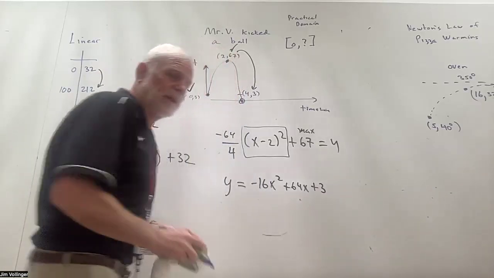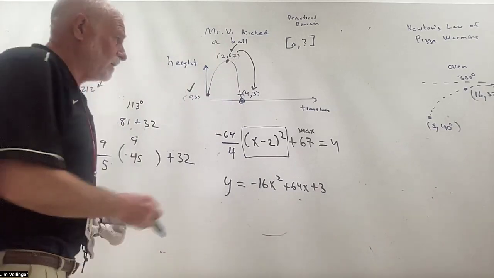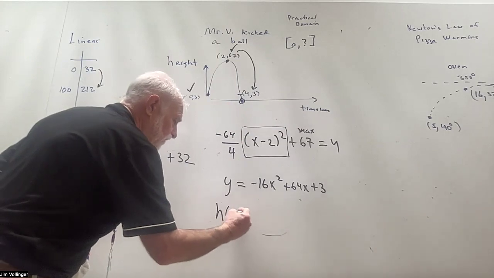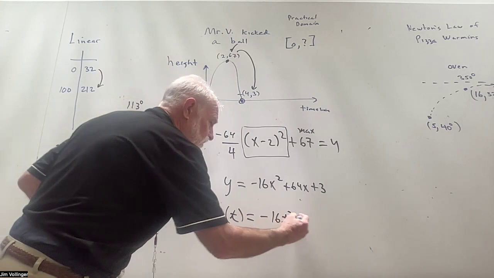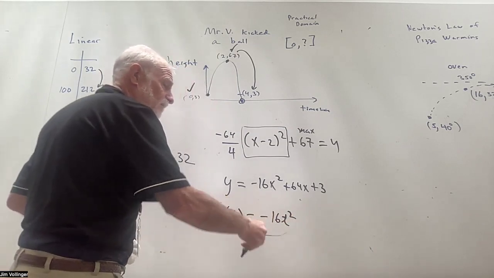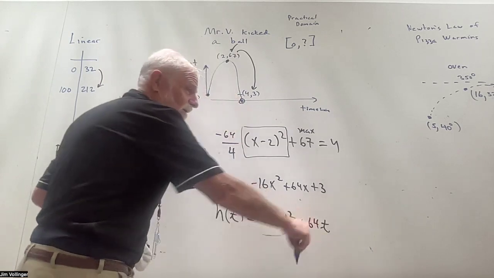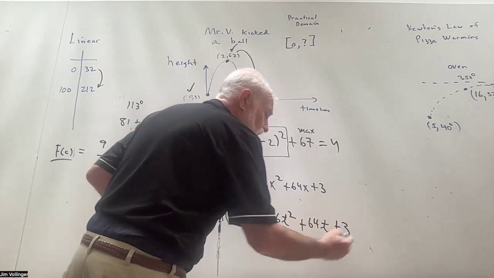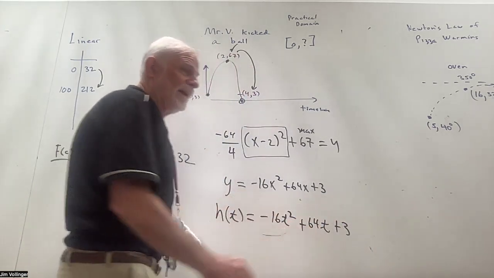So now let's change the letterings into functional notation. And I got a timeline and I got height. So my height as a function of time is minus 16 t squared. Oh, a little force of gravity here. 64 t. Oh, little initial condition of 3, little initial condition and initial force on the ball.